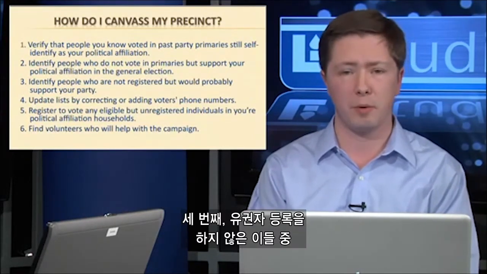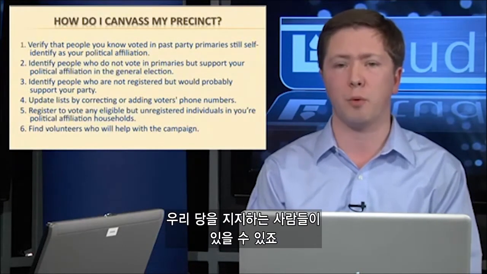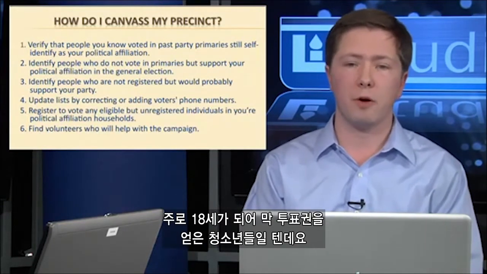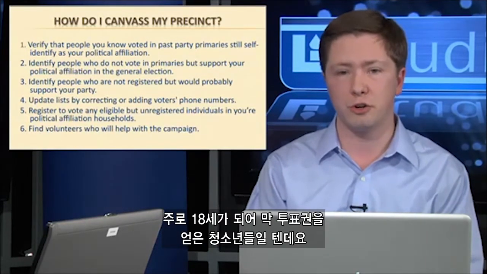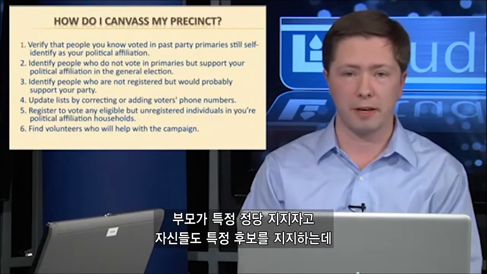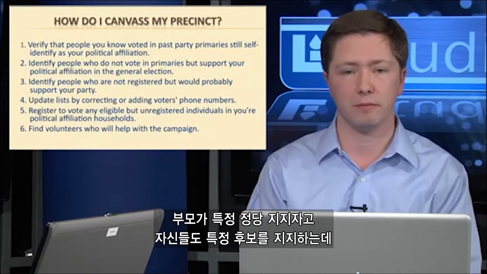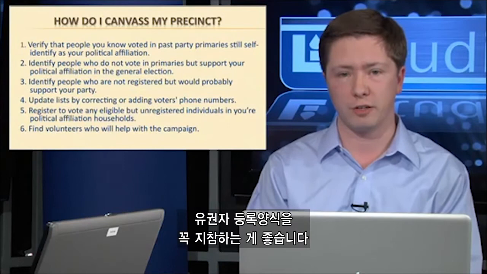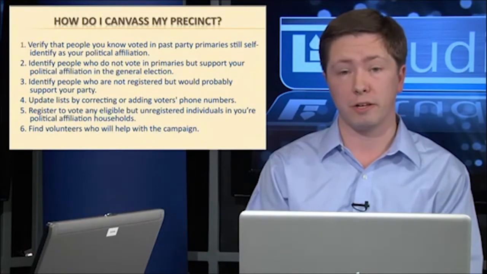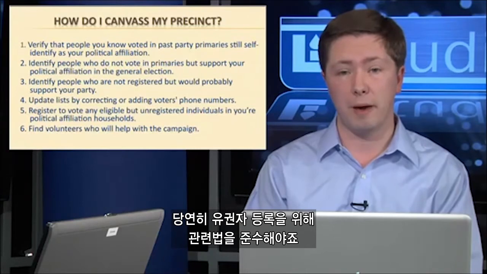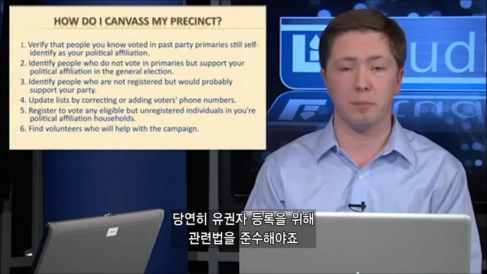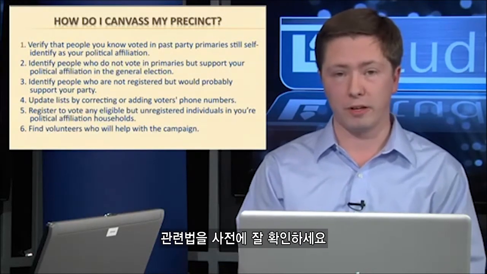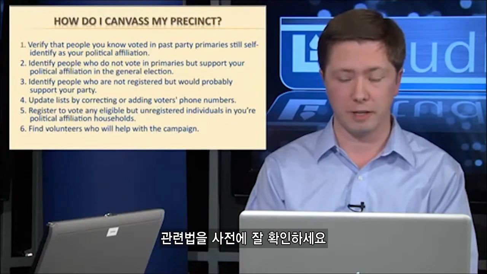Number 3, you can identify people who are not registered but would probably support your party. And where I saw this most often going door to door is there'll be a young man or a young lady who just turned 18. Their parents are Republican or Democrat, or they support the candidate that you work for, and they're not yet registered. So it's always a good idea to take voter registration forms, and based on your party or your state's laws, you may be able to register those individuals to vote. In some places, you have to be a registered voter, and you want to make sure you're following the laws for whom you can register or who can take on that responsibility.